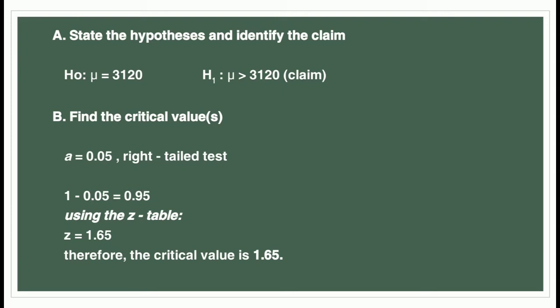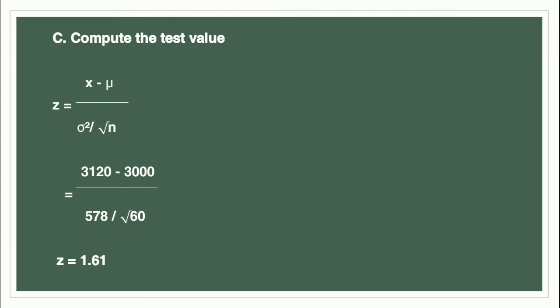1 minus 0.05 is equal to 0.95. Using the z table, z is equal to 1.65. Therefore, the critical value is positive 1.65. For the third step, compute the test value.